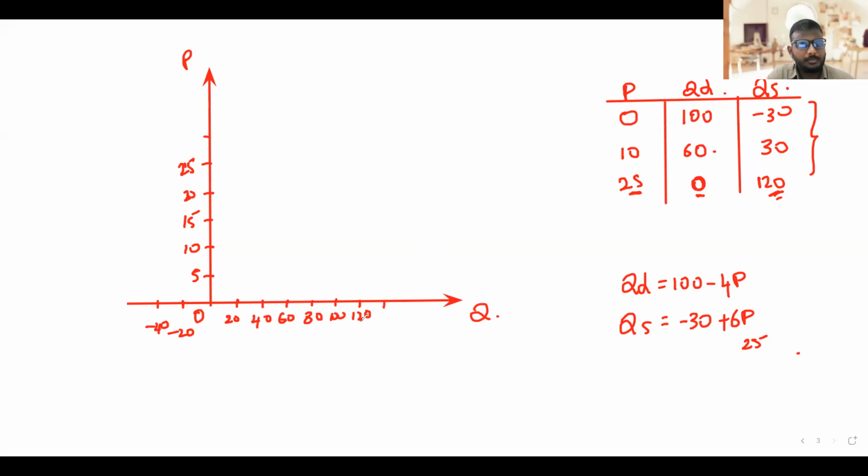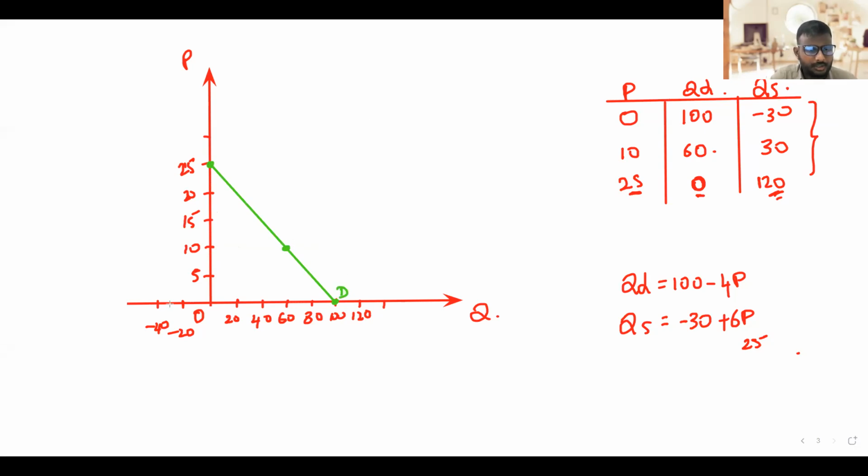So when you're drawing the demand curve, it will be from here, first point, 0 price, 100. Then for 25 rupee, quantity is 0. And for 10 rupee, quantity will be around this 60 mark. So I'll just connect these 2 points. If you are drawing everything in a graph, everything would fall into place accurately, and you have your demand curve.